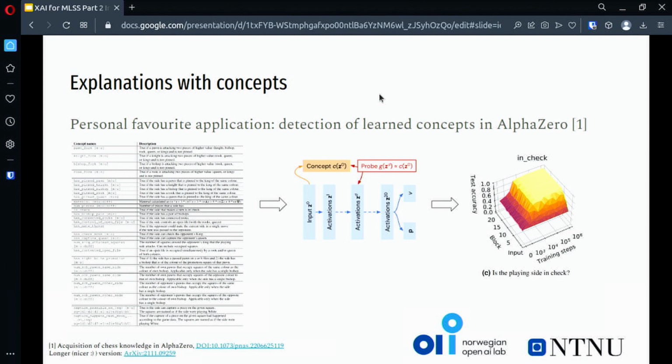I'm pronouncing it wrongly, haven't I? Ulrich, he gave a presentation last week, right? Yeah, so he's one of the authors on that paper. Did he talk about AlphaZero? No. Okay, so there's this wonderful paper out there.